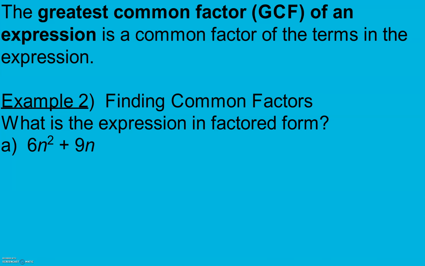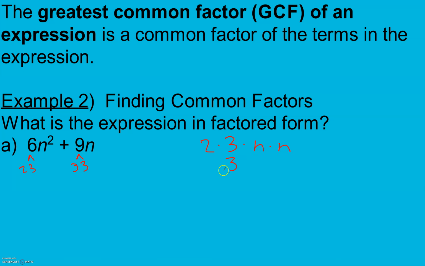The greatest common factor, or GCF, of an expression is a common factor of the terms of the expression. Okay, so we're going to take out the greatest common factor. That's going to be our first step when we factor, always, after not panicking, is to take out what's common. So here, if you don't recognize right away what's common between them, we can use a factor tree and write out our factors. So 6 is 2 times 3, and then we have n times n.